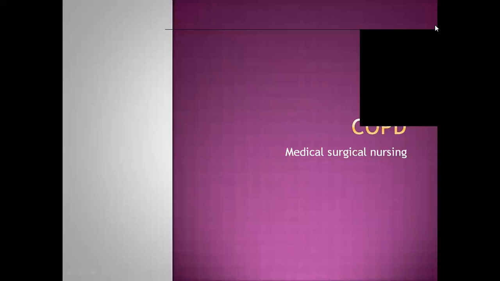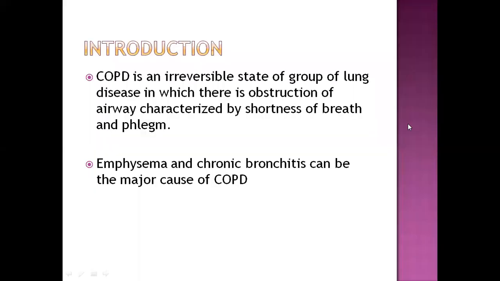Today's topic is from medical surgical nursing. It is COPD, that is chronic obstructive pulmonary disease. Let's get started. COPD is an irreversible state of disease in which there is obstruction of the airway, which is chiefly characterized by shortness of breath and phlegm.